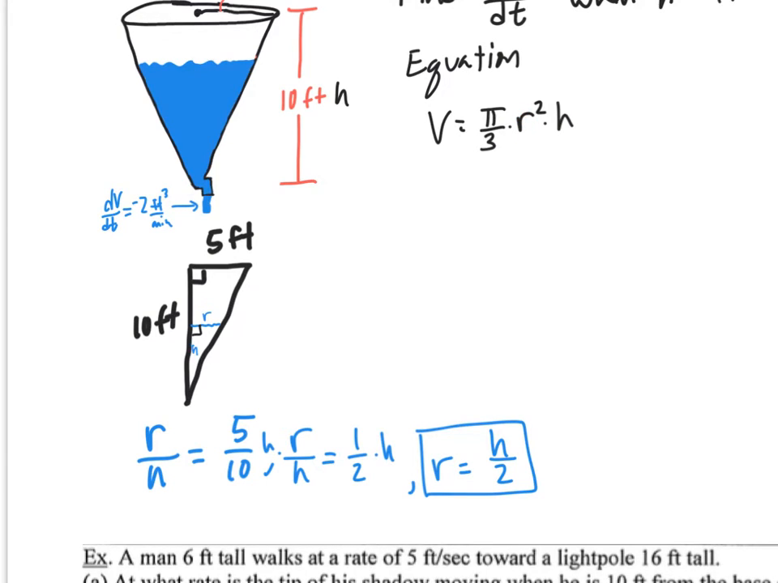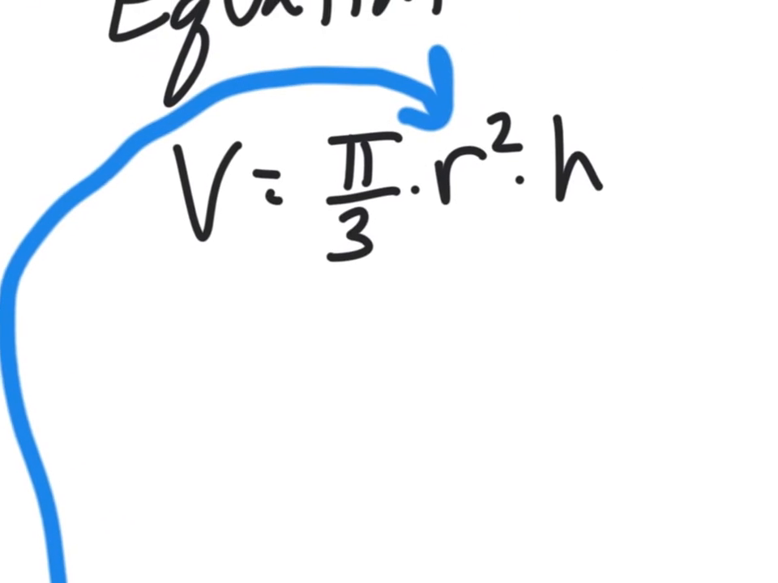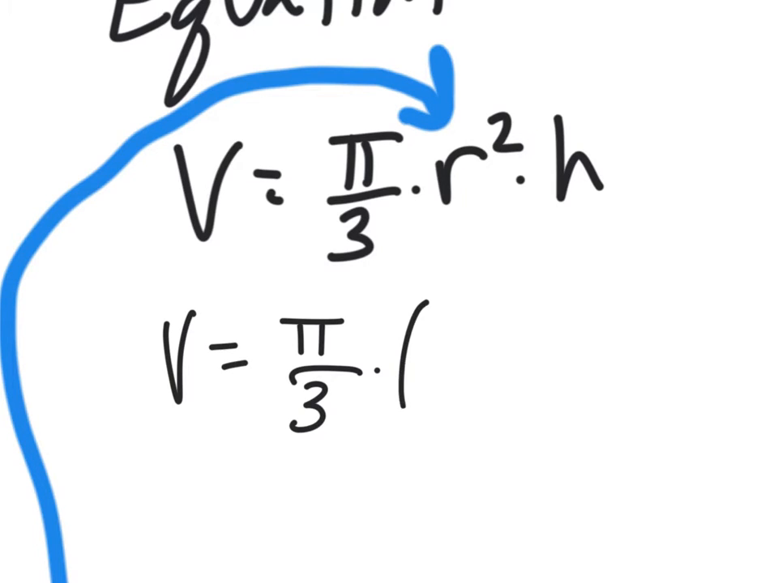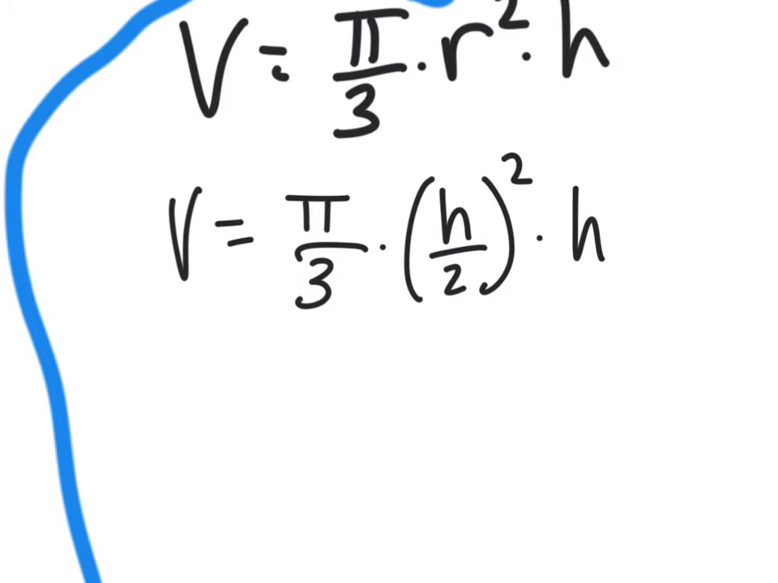Okay, so let me demonstrate that I'm substituting that in. As a result, let me rewrite this now as volume equals pi over 3 times the radius, which is h over 2, quantity squared, times h. Now let me simplify this a little bit.